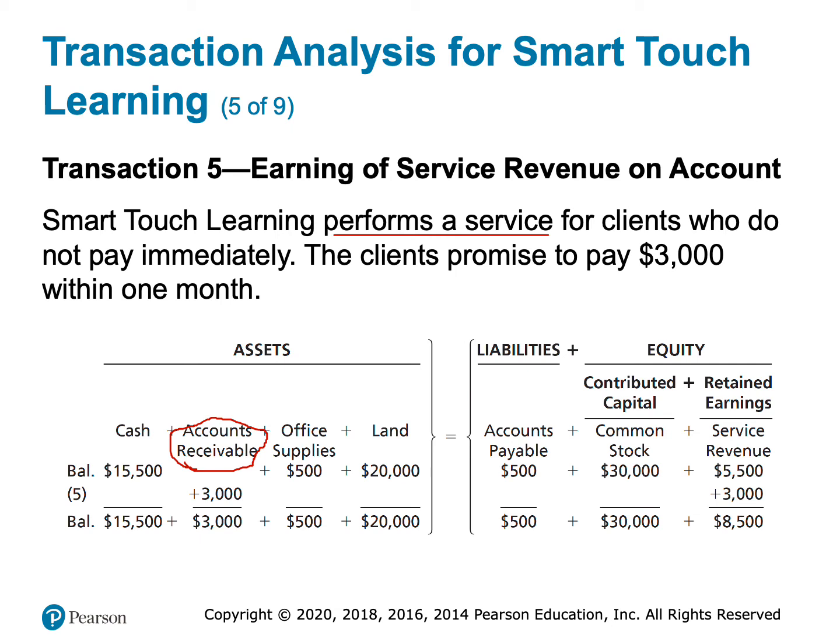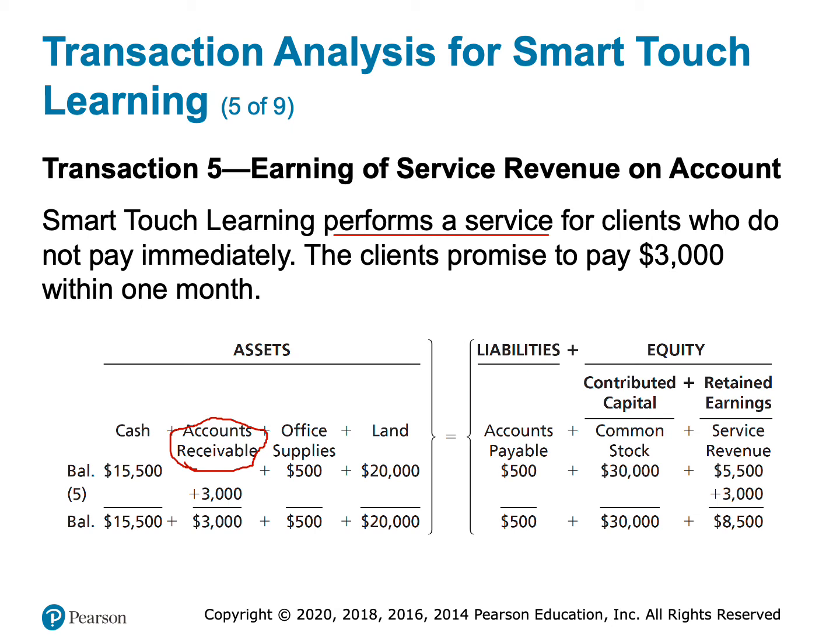Now, let me go ahead and say something. In this transaction, it says the customer promised to pay me $3,000 in 1 month. So that was my clue that, hey, this is accounts receivable. Oftentimes you will see this written and it will say, we performed a service for clients, $3,000 on account. Now we've already seen that phrase on account, but we saw it with respect to accounts payable. We're going to use that same phrase on account when we're referring to accounts receivable also.